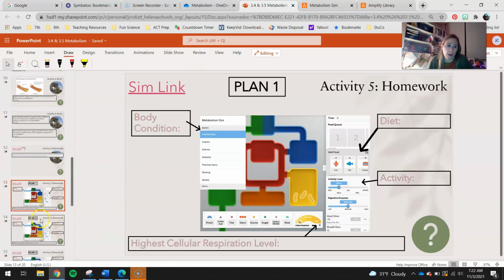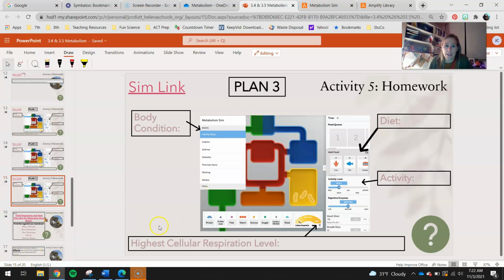So you'll come up with 3 plans. Here's plan 1. Tell me what you did in plan 2. And tell me what you did in plan 3, and then tell me what your highest cellular respiration level that you saw was in that 200 time units. Okay? And that really concludes your lesson for today.